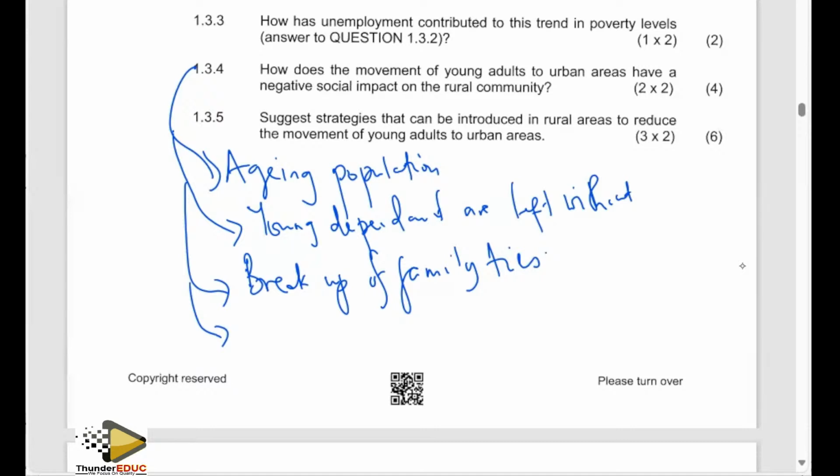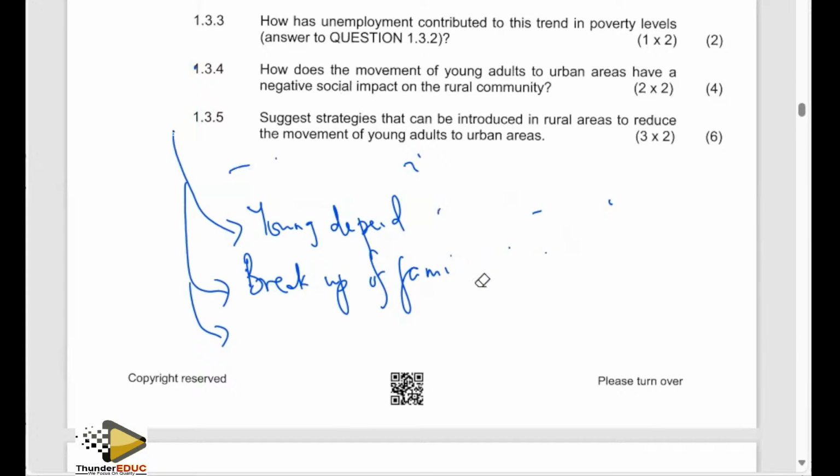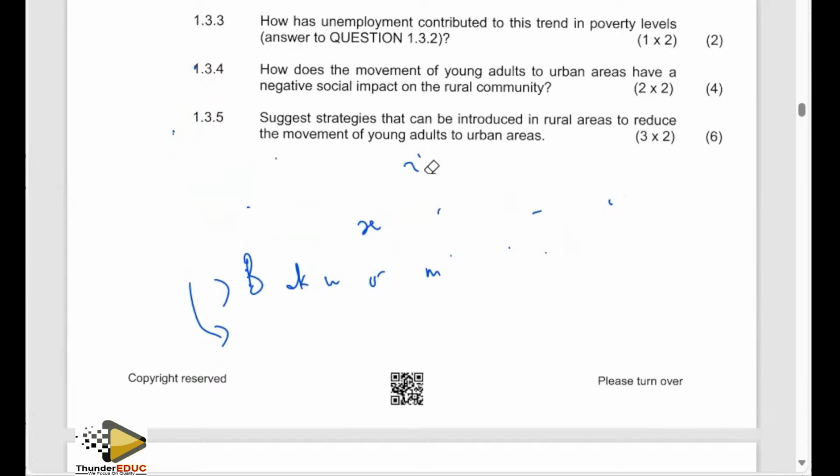So basically, we are looking at aspects that have something to do with the way of life of people in the rural areas, how lives of people in the rural areas are negatively impacted as a society. How does that impact on the society in the rural areas? Right? There are so many responses that you can figure out from that. But as long as you are addressing a social perspective, something that has to do with the society of the rural areas, and in a negative way, how are they impacted in a negative way because of the movement to urban areas, which is done by the young adults.